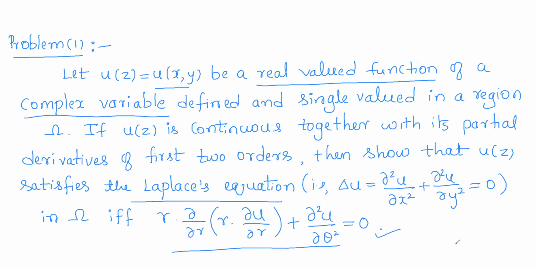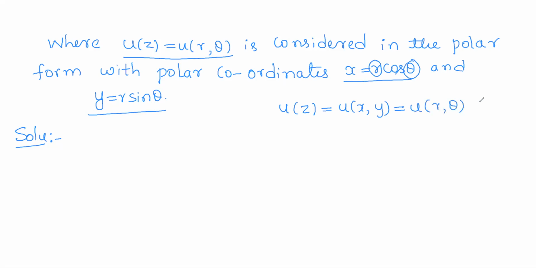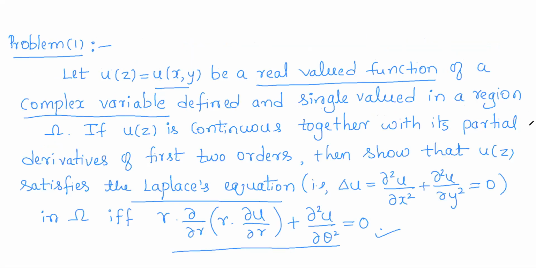when we are talking about this equation, explicitly we consider u in the polar form. That is, u is basically a function of a complex variable, a function of x and y. Using the polar coordinates, x is equal to r cos theta and y is equal to r sin theta. x and y can be represented in terms of r and theta. With this representation, u will be in terms of r and theta. So this is called the polar form of u. Whenever u is considered in polar form, we can talk about this equation.